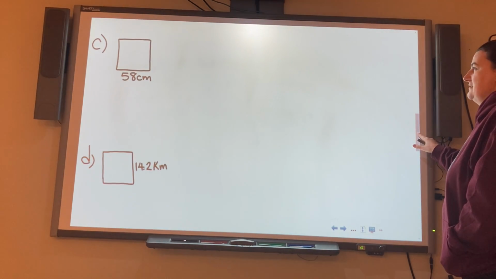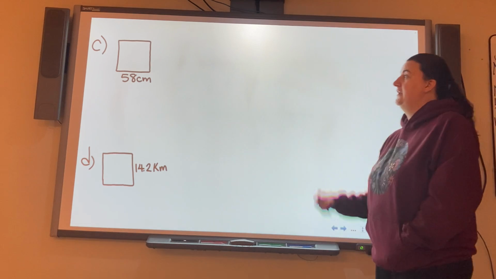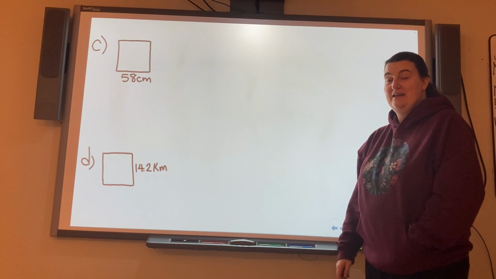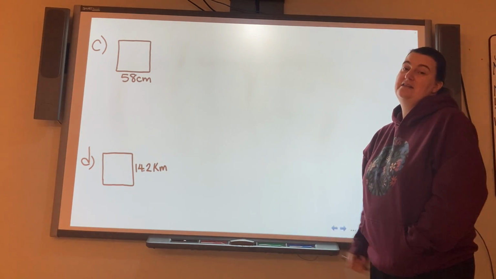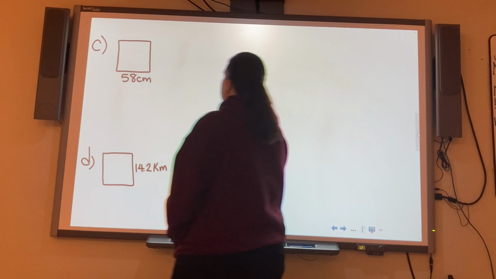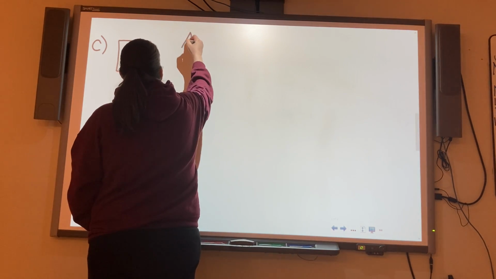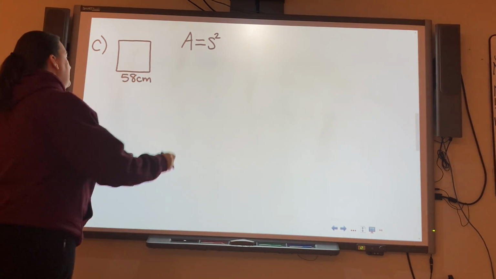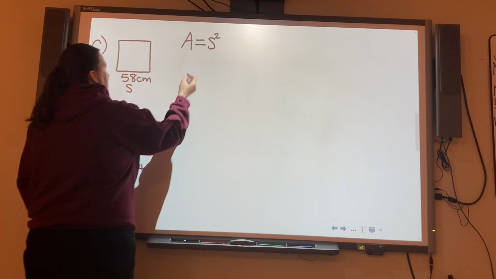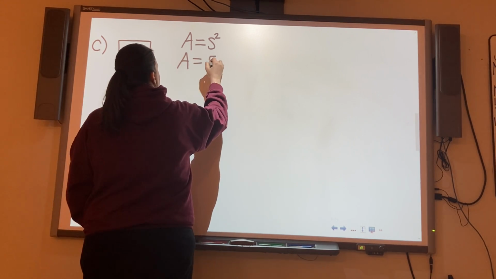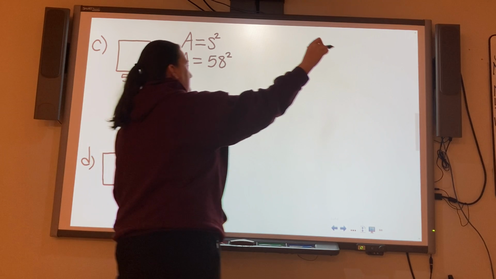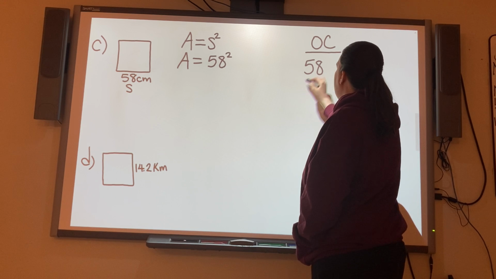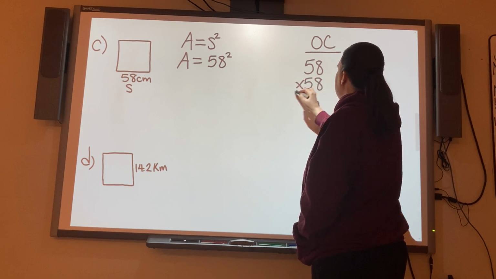Then we've got squares. So again, same thing. We're going to do C together today, and then you'll have to do D tonight for your homework to practice, and we'll correct it tomorrow before your quiz. So C is a square. So the formula for a square is A equals S to the 2. S is how big the side is, in this case 58. A equals 58 to the 2. Remember, that's an exponent, so it means 58 times 58.